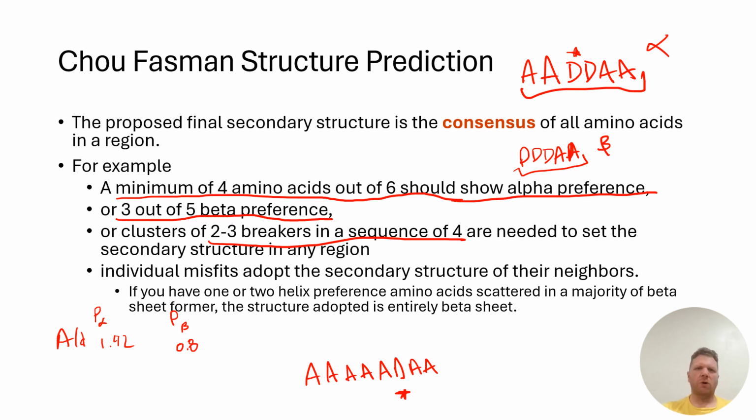It's almost like the threshold for a beta sheet is a little bit lower, because 4 out of 6, if you divide that out, that's 2/3, that's 66%, whereas 3 out of 5, that's 60%. So you're still at about, the majority of the amino acids in a stretch have to be one or the other in order for something to take place.